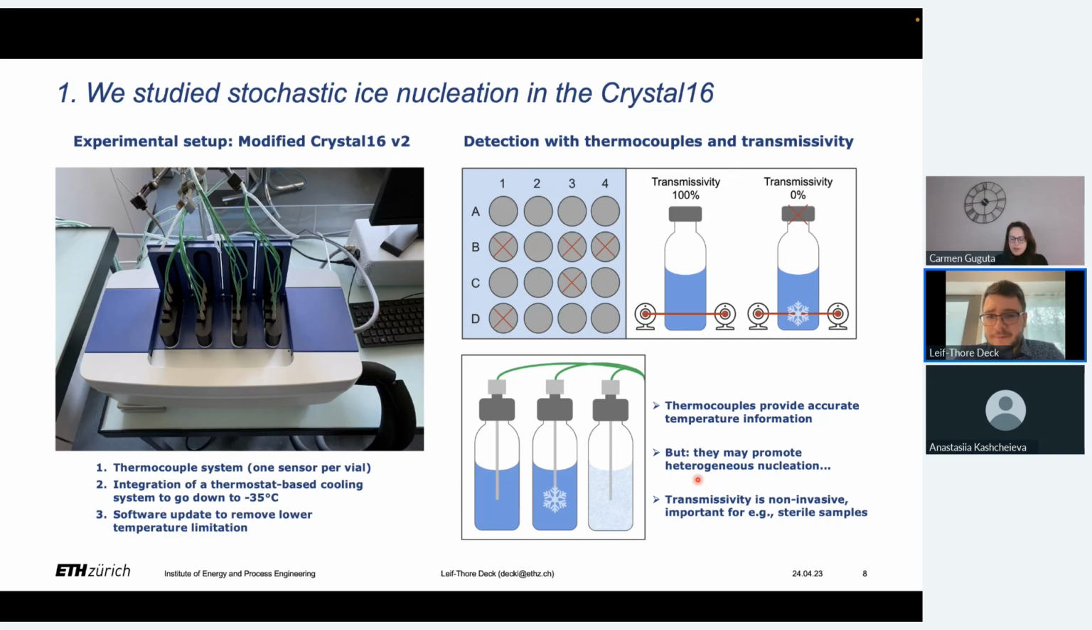On the other hand, transmissivity measurement is non-invasive. This is very useful if we have, for example, sterile samples where we don't want to contaminate the system with more impurities or the thermocouple surface. If you think about the application being biopharmaceuticals, then it's clear that this non-invasive transmissivity measurement is also quite important. So for this reason, we developed techniques to use both methods. And we have seen that in the case of samples prepared under standard conditions in the lab, there was not a big difference.